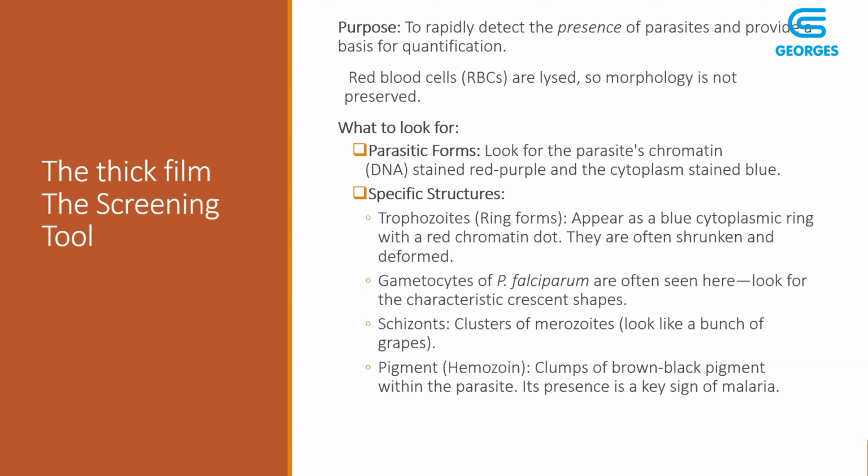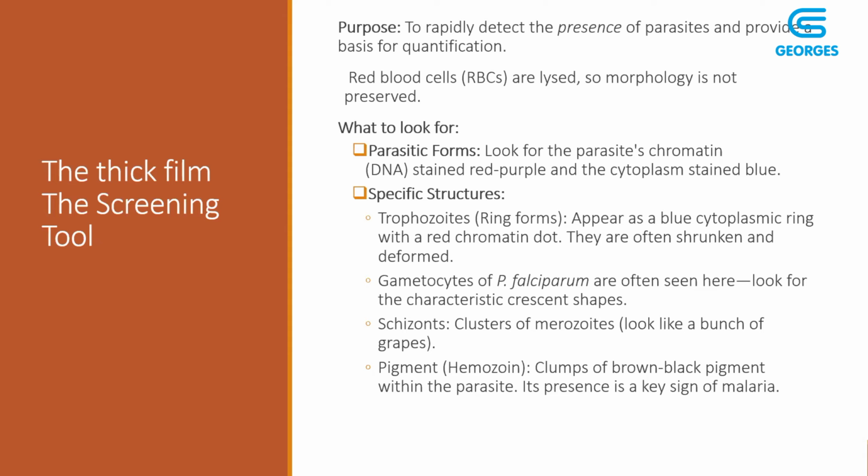So what are we looking for on a thick film? We are looking for the parasitic forms. We are looking for the chromatin, the DNA, which is stained red-purple. We are looking also for the cytoplasm, which is stained blue. We are also looking for specific structures. We are looking for trophozoites. We are looking for the ring forms. They appear as blue cytoplasmic ring forms with chromatin dots. They are often shrunken or deformed. They are deformed because the thick film is not fixed, so the morphology is not clearly kept.